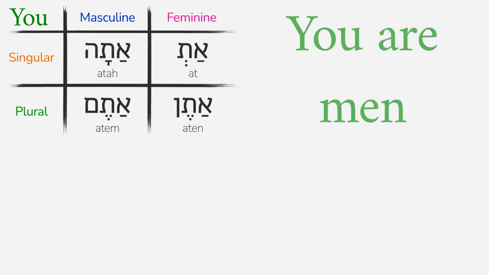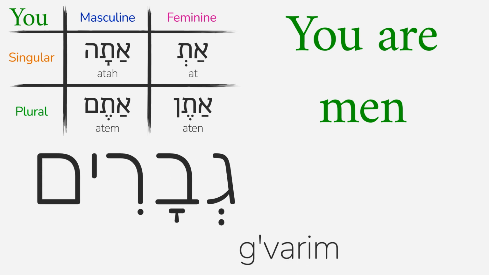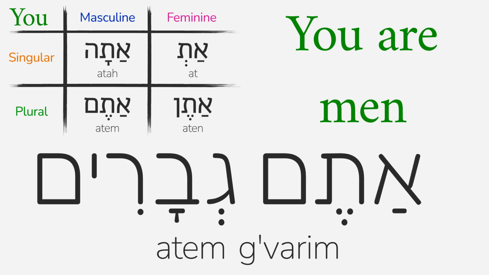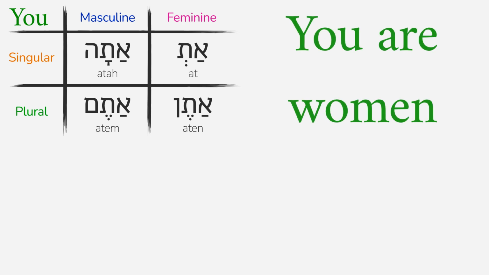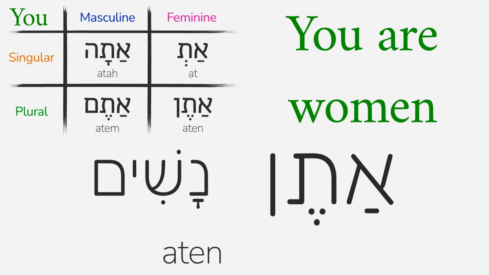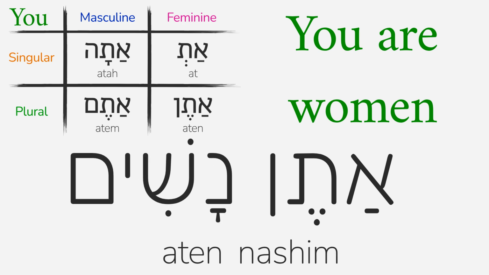If we wanted to say you are men, the Hebrew word for you must agree in gender and number with the Hebrew word gavarim, men, a masculine plural noun. The masculine plural form of you is atem, and so we have atem gavarim. You are men. And if we wanted to say you are women, we would use the feminine plural form of you, aten, to say aten nashim. You are women. Aten nashim.